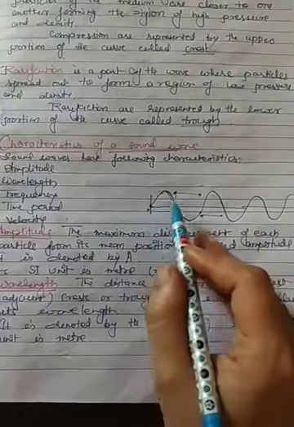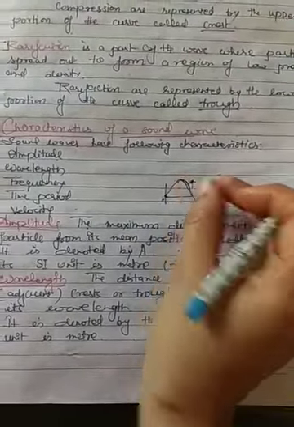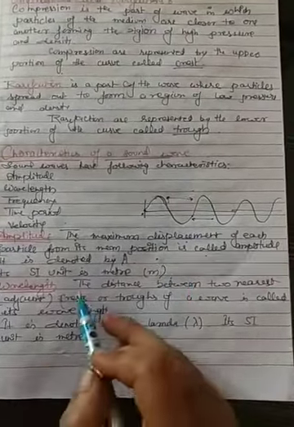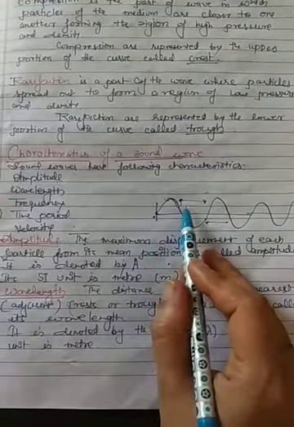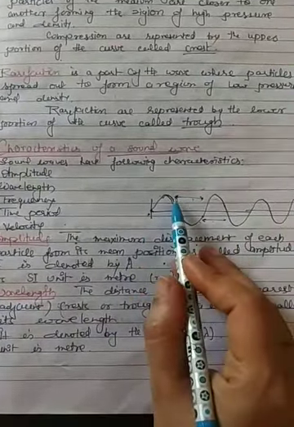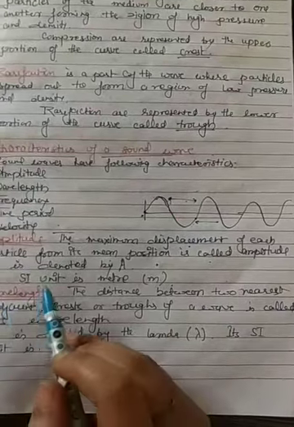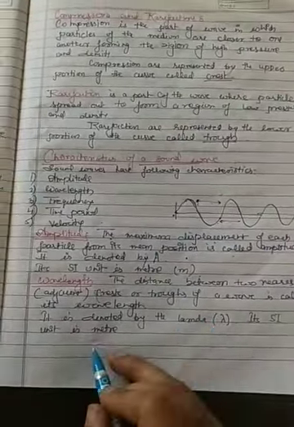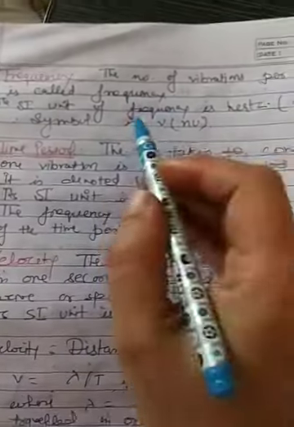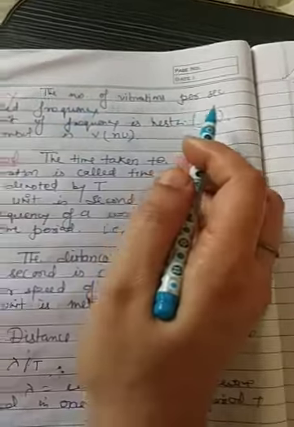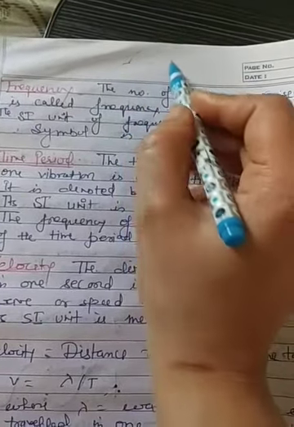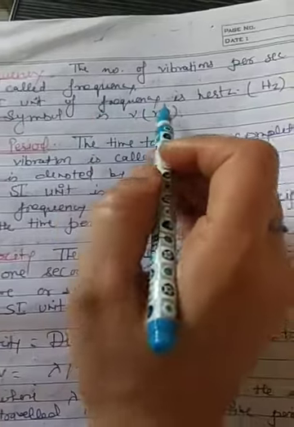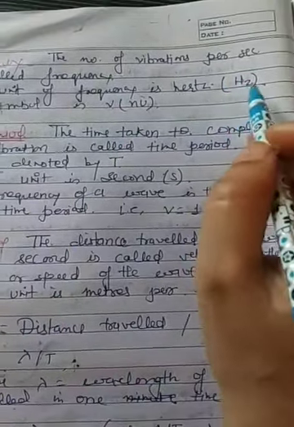The distance between two nearest crests or troughs of a wave is called its wavelength, and it is denoted by lambda. SI unit is meter. Got it? Now, frequency. The number of vibrations per second, number of vibrations in 1 second, is called its frequency, and the SI unit of frequency is hertz, Hz.